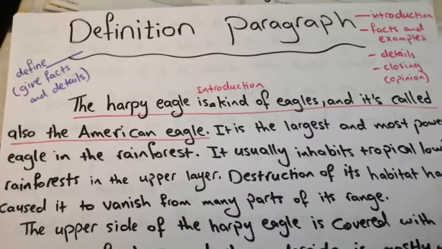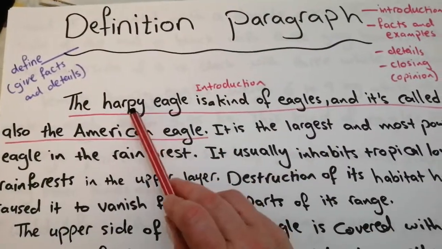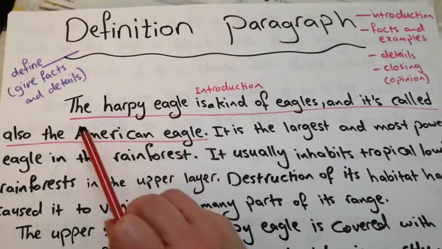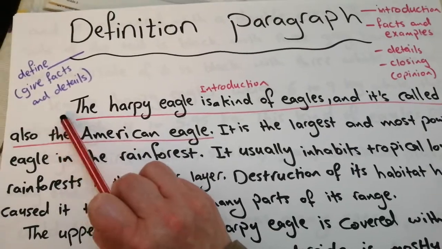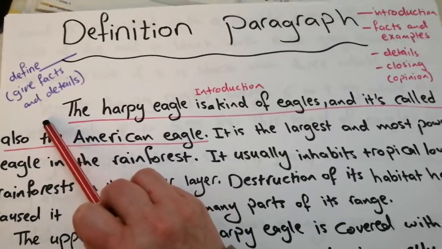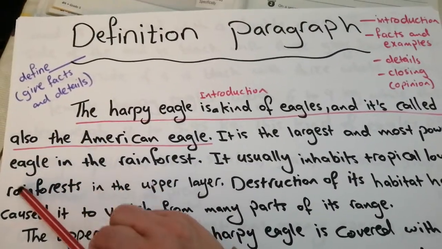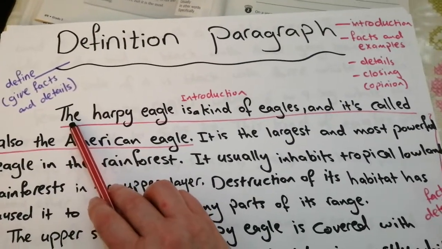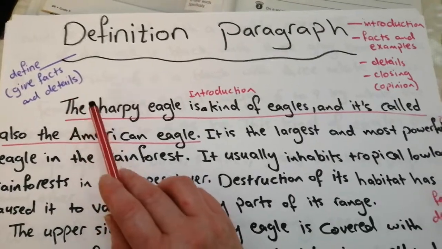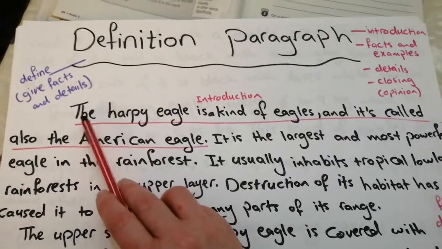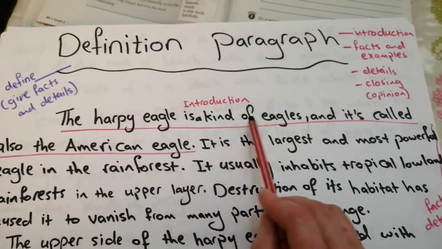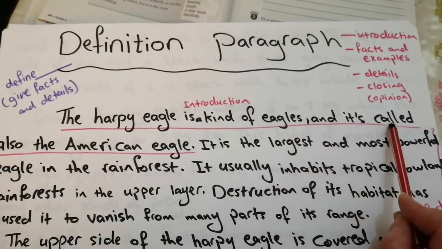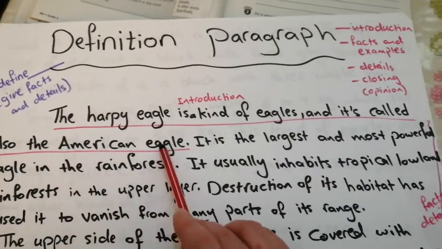Now, I start my paragraph writing about an animal called harpy eagle. Don't forget to indent. Start with indentation in the first line when you write your paragraph, then you continue without indentation. So here I chose to write about this kind of animal or this kind of bird, let's say. The harpy eagle is a kind of eagles, and it's called also the American eagle.